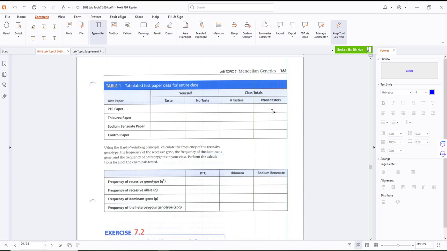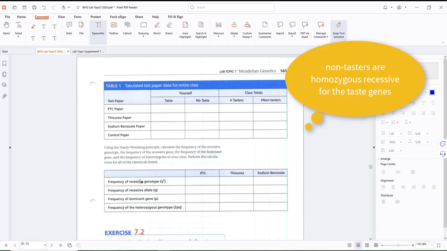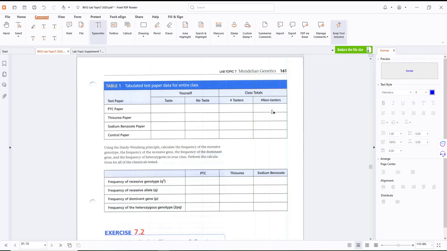Then from there, you're going to take the class totals and write it as the Hardy-Weinberg equilibrium. To do this part, think about it this way: the non-tasters are basically the recessive trait. So if you are a non-taster, we know what your genotype is. If you're a non-taster, you are q squared. So the non-tasters are q squared, all right?